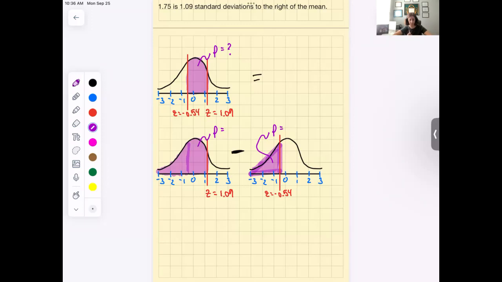Go to table A-6, go look at the area under the curve to the left of z equals positive 1.09. What do you get? 0.8621. What do you get for the other one? 0.2946. Questions?